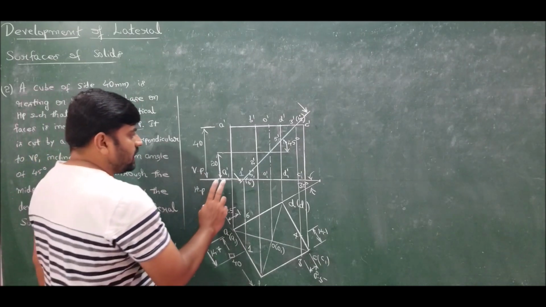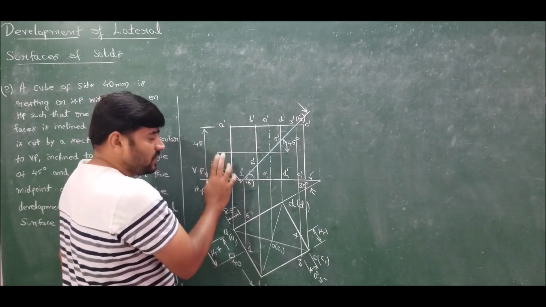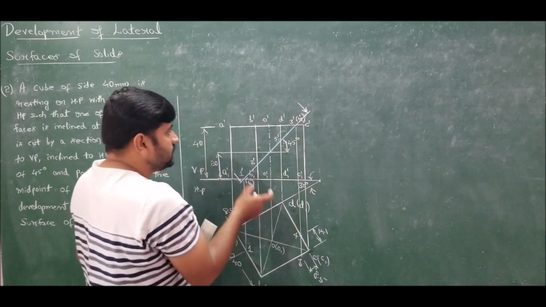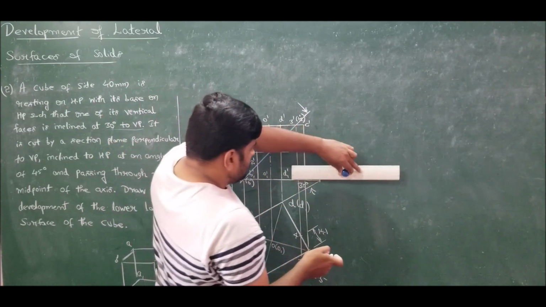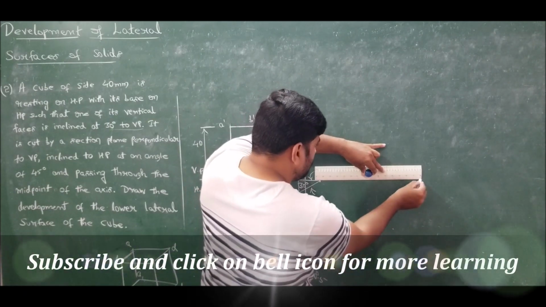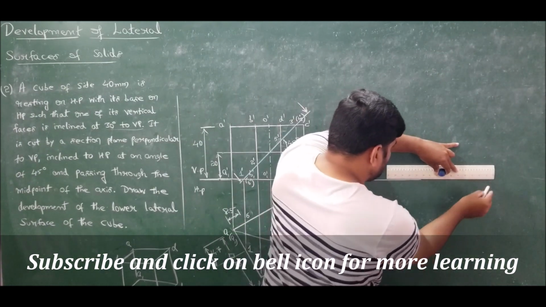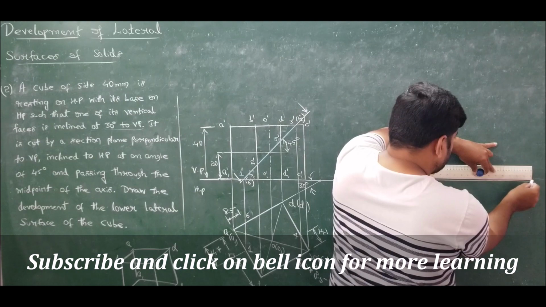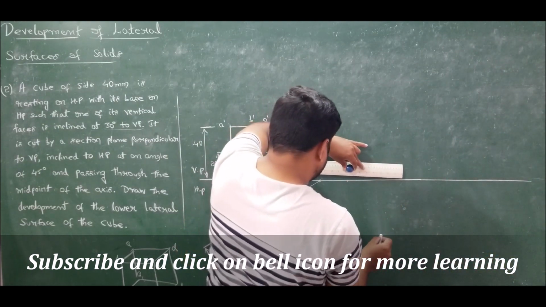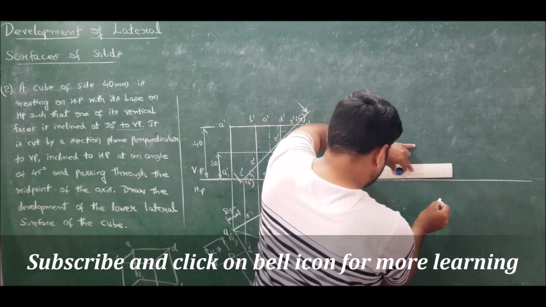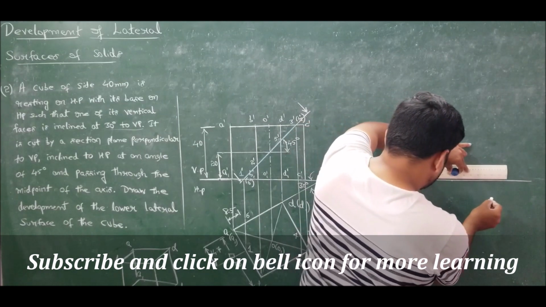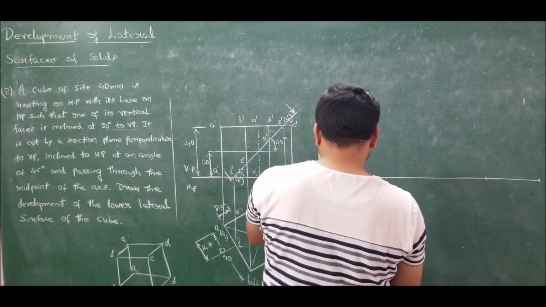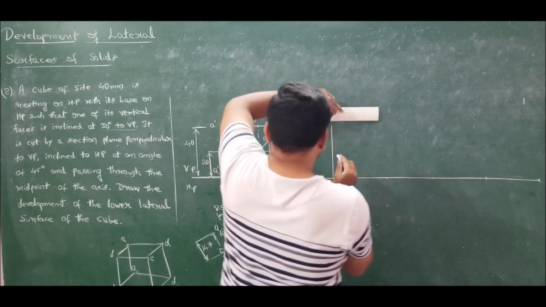Now what should I do for development? I should cut this cube from one of the vertical faces, vertical corner or vertical edge, and unfold it. Since it is a cube, if I cut from A and unfold, I will get 4 vertical faces of side 40 mm each. 4 into 4 will be 16. So if I unfold this cube, I'll get 1, 2, 3, so this will be 4. We know the height is also 40 mm. Take the projection.